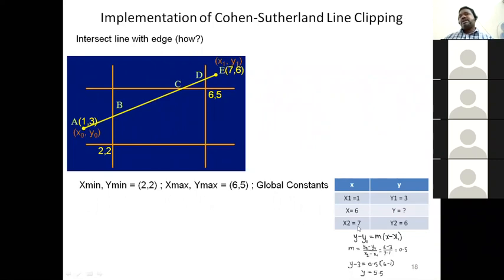When x2 is equal to 7, the y value is 6, this point. If x is equal to 6 at this location, what is the value of y? It means the intersection point I am interested in: the y coordinate value of the intersection point, point D.